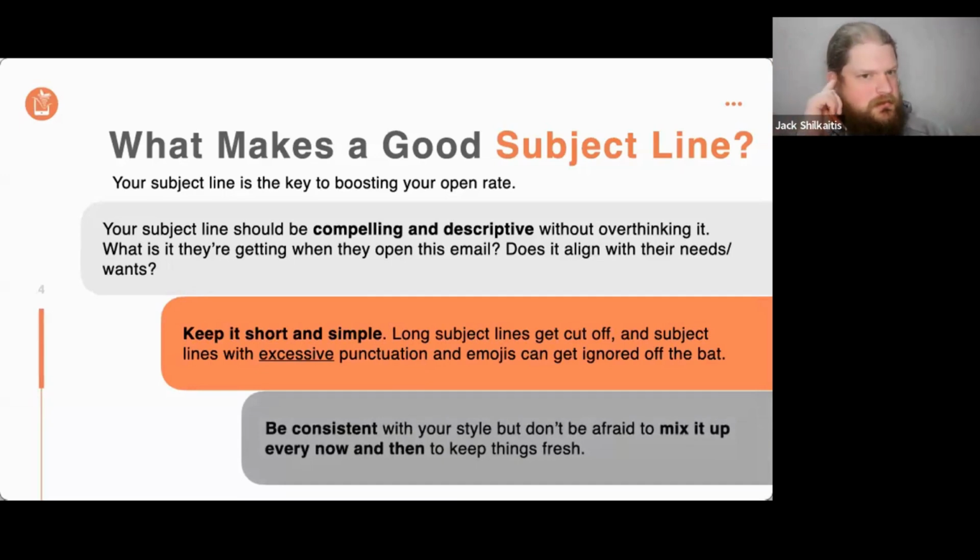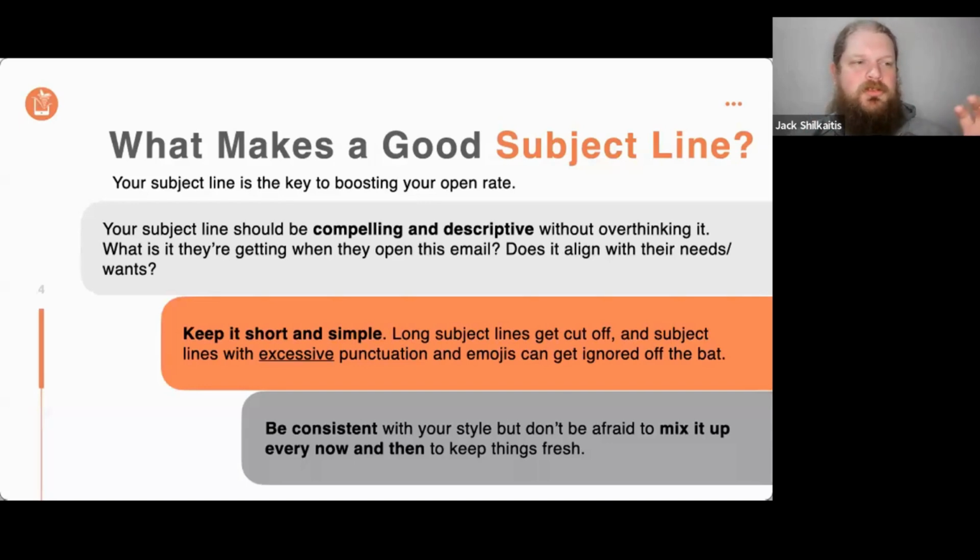Be consistent. And so we're talking about style, right? Be consistent, but don't be afraid to mix it up every now and then to keep things fresh. If it's getting stale, try something new, right? Try a one-word subject line, right? See how it goes. If you pick the right word, hey, maybe it'll work. Probably not something you'd want to do all the time, but occasionally it could work. Try changing things up like that, right?